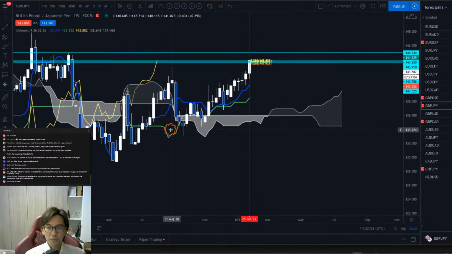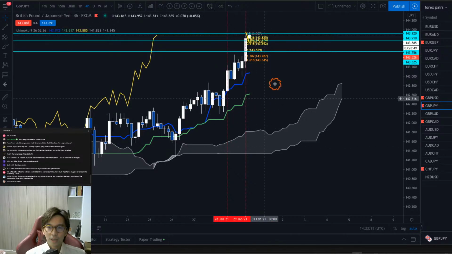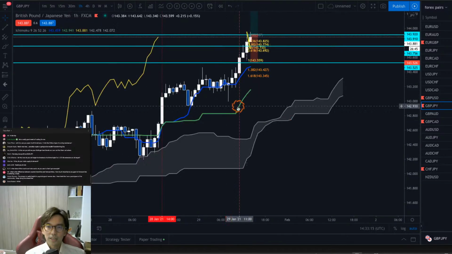The weekly chart is uptrending. The Kumo's up, Kijun Sen, Tenkan Sen up, and Chikou span uptrending. So from the weekly basis, we can still look for the buy. And then the daily chart is in an uptrend, and in the 4-hour, this is also an uptrend. And in the 1-hour, let's see, it is uptrending too.